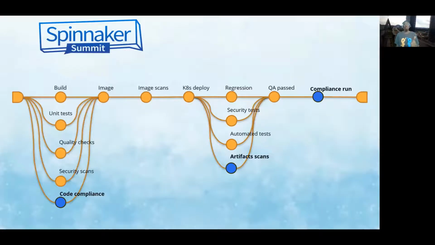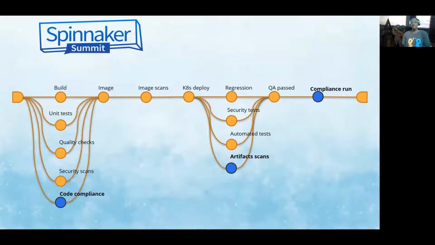So we update the Spinnaker pipeline. Because compliance is top of mind, we need to update our pipeline so that we introduce more checks or more stages that help with compliance. So this stage would be a compliance check on the code itself. That's the code compliance stage.